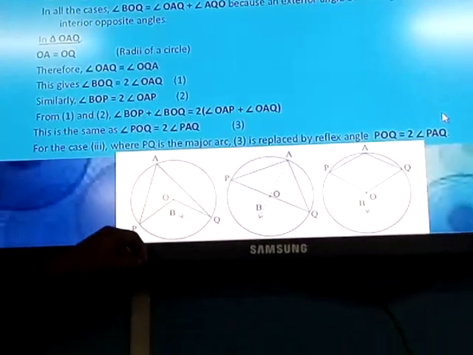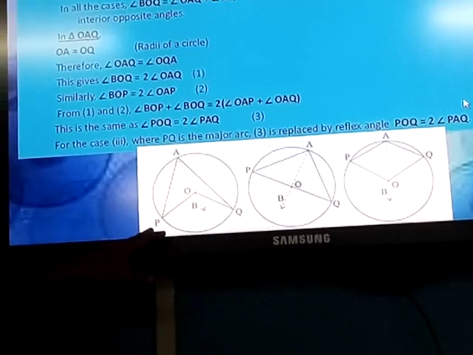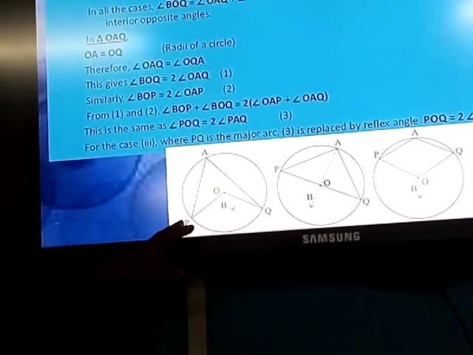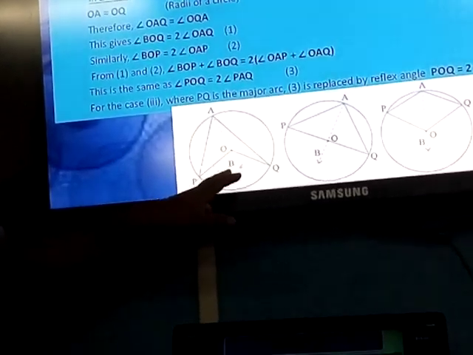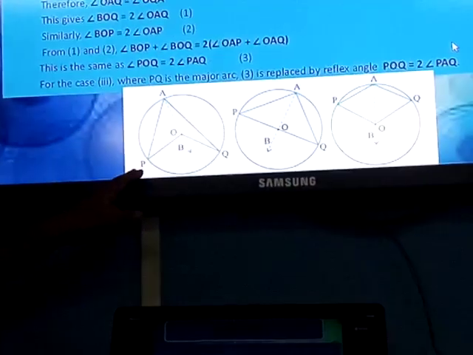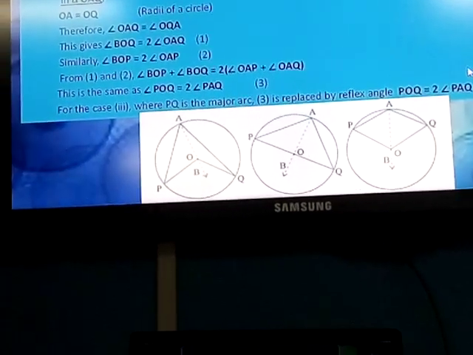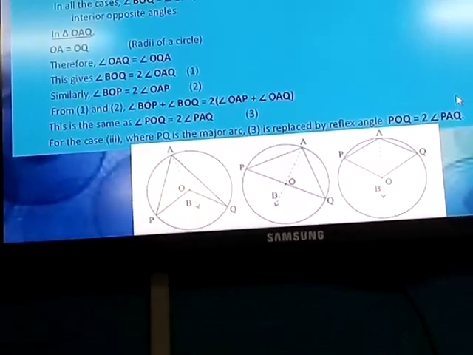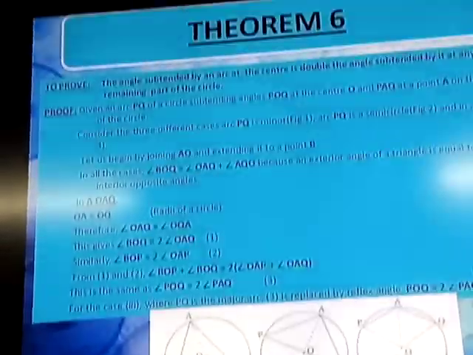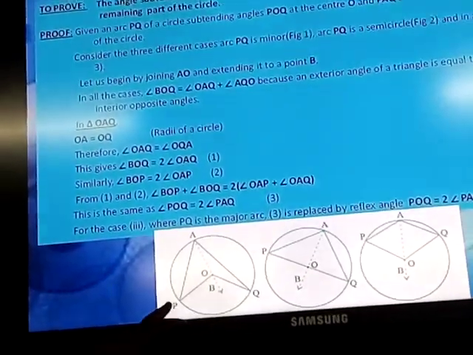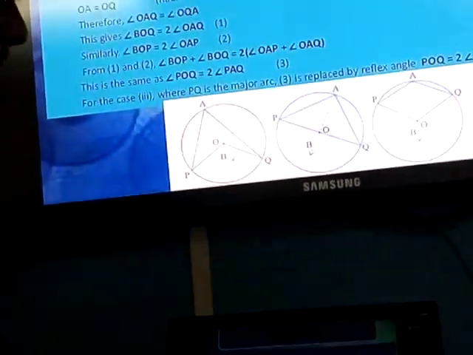Adding these two, we conclude that angle PAQ is equal to half of angle POB plus BOQ, which is half of POQ. This is the proof of the theorem that the angle subtended by an arc at the center is double the angle subtended by the same arc at any part of the circle.